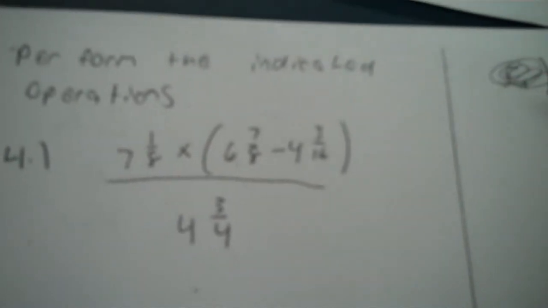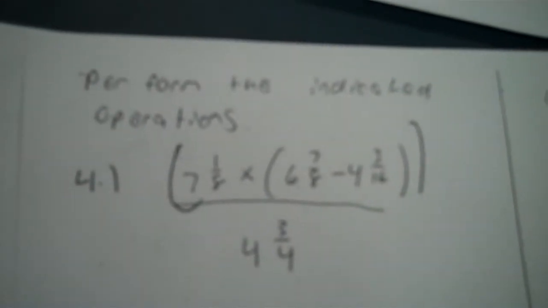Okay, next problem, more order of operations. Just look at that thing. 7 1/8 times the quantity 6 7/8 minus 4 3/16, divided by 4 3/4. So you need to, even though there's a parentheses already there, insert it around the entire top because you have a bunch of operations there. Okay, and I'm going to put like my list.